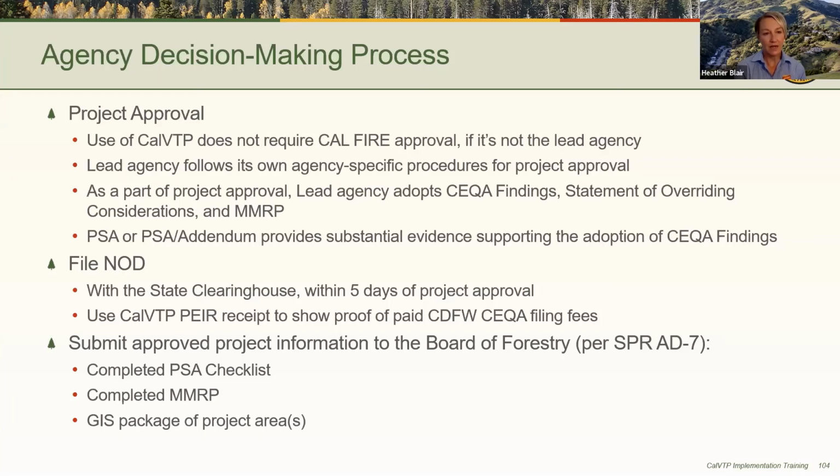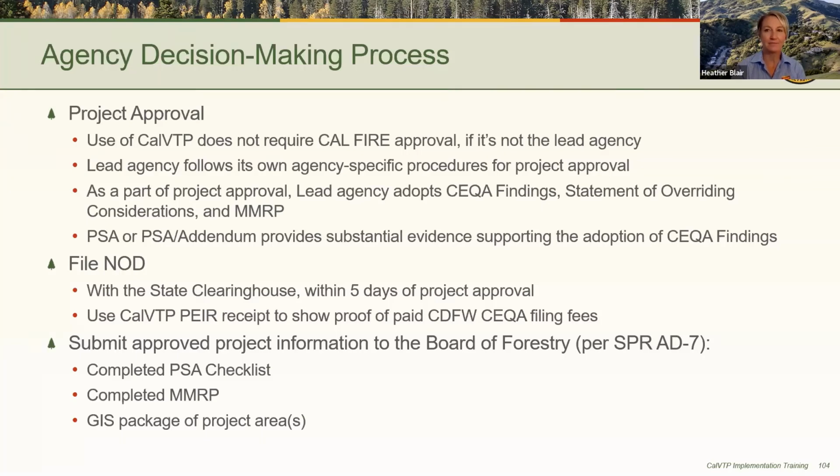Also, as kind of a side note, your agency may decide to designate a single point of contact for submitting information to the Board of Forestry. So if you have a lot of PSAs going on, you may just designate one person that's sort of the clearinghouse for submittal to the board. And for instance, Shannon Johnson is the single point of contact for CAL FIRE to submit information on approved and implemented projects. So that's Shannon Johnson.